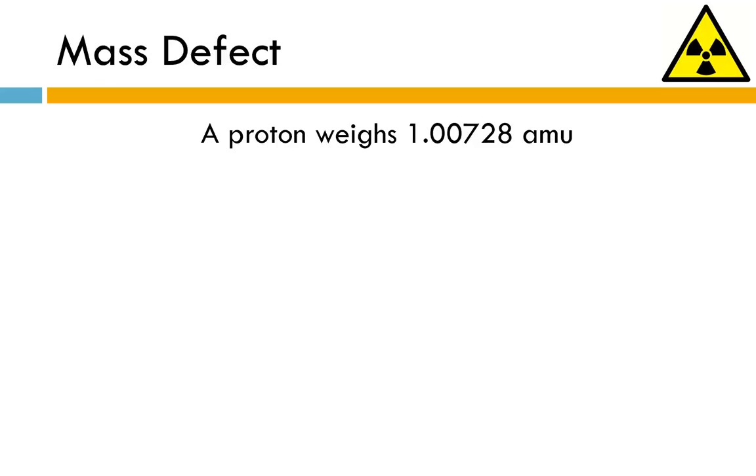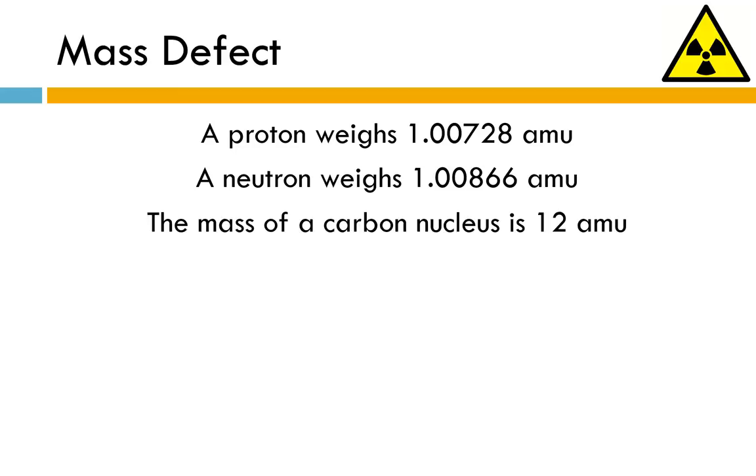Just to be a little bit more specific, we know this is the very exact mass of a proton. That's the exact mass of a neutron. If I have a carbon-12 atom, I have 6 protons and 6 neutrons. And a carbon-12 nucleus is exactly 12 AMU. You don't have to pull out a calculator to see that this times 6 plus the mass of the neutrons times 6 is not equal to 12.